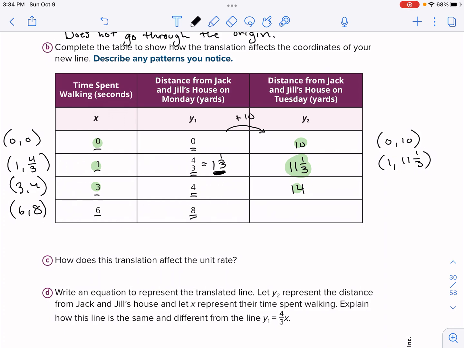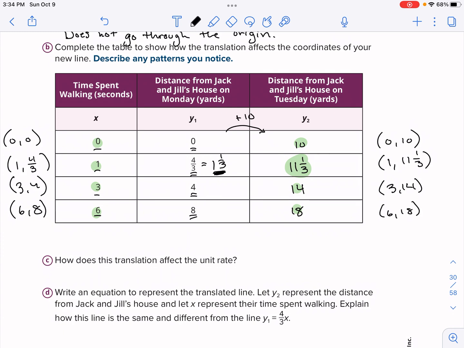Use x comma y. This is 3 comma 14, which represents, right, in 3 seconds, Jack and Jill are 14 yards from their house. And then, you know what, let's go to the last one. 8 plus 10. 8 plus 10 is 18. So we got 6 comma 18. Let's write that here.